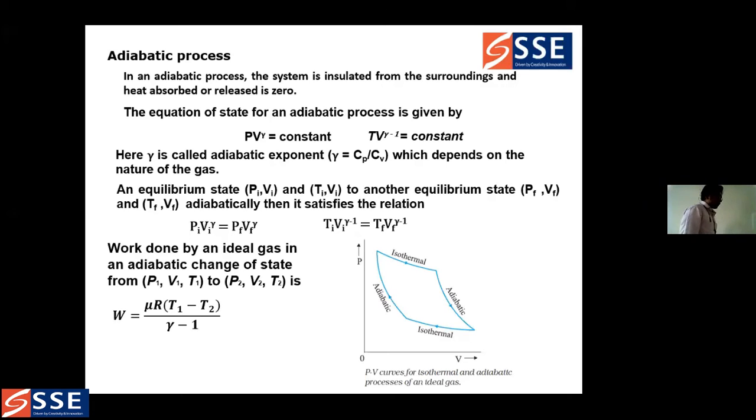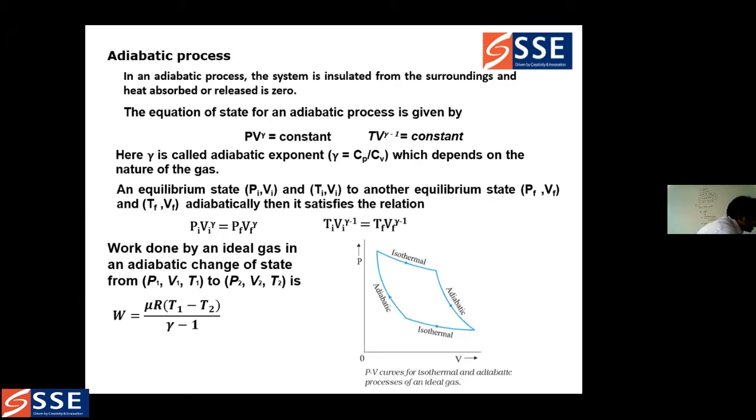In an adiabatic process, the system is insulated from surroundings and heat absorbed or released is zero. The equation of state for an adiabatic process is given by PV^gamma. Gamma is the adiabatic exponent, which is nothing but gamma equal to Cp by Cv. One more thing we have to look at is temperature. This is for pressure: PV^gamma.